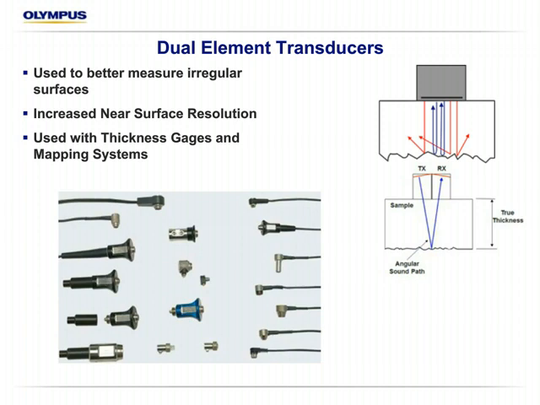By using a dual element transducer, we actually send with the send receiver and receive with the receiver, and these are set at a roof angle designed for varying thicknesses, and that gives us a better chance of hitting an irregular surface and getting the sound back properly to the receiver.